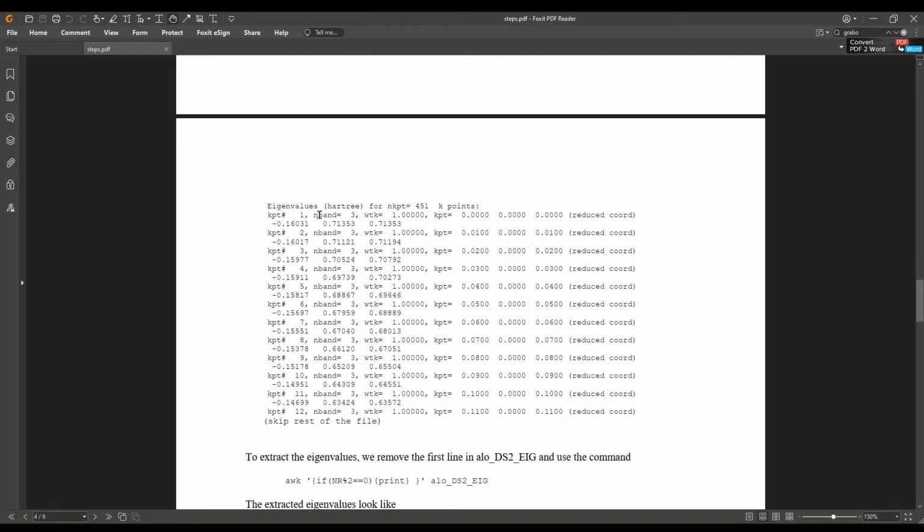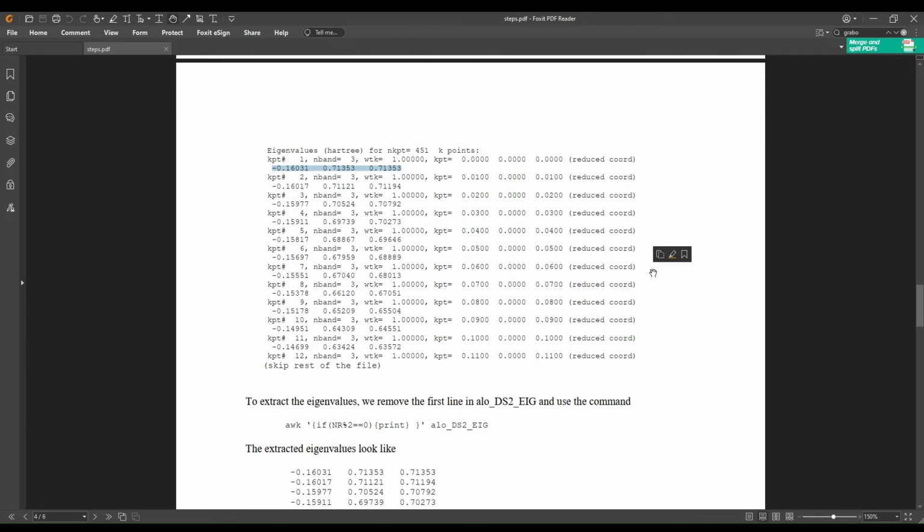So here we have 3 bands for this case, and also the weight for each key point, and the reduced coordinates for the key point in the first Brillouin zone. And after that, you get the eigenvalues for these 3 bands for this key point. Apparently, once we want to plot the band structure, we only need these 3 values, which correspond to the eigenvalues of the 3 bands at one key point.